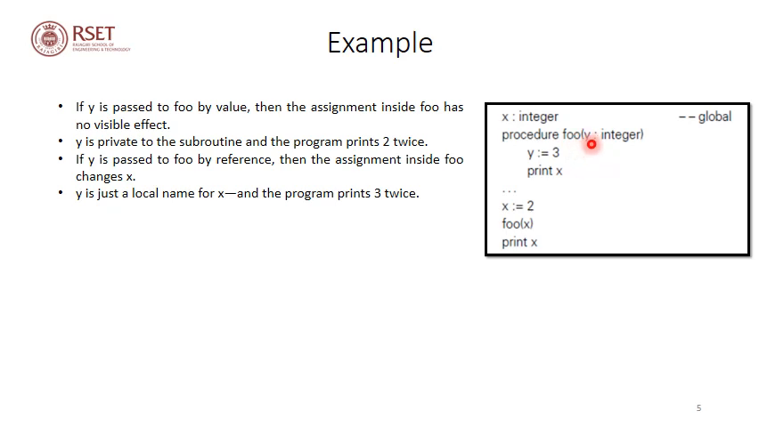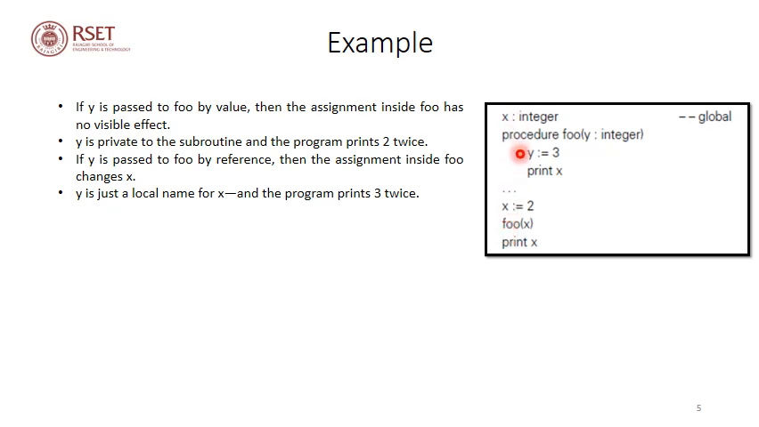The procedure foo takes a single integer argument as input, which is y. The formal parameter name is y. Within the body of foo, we are changing the value of y to 3. Notice that we are printing x, not y. Then the function body ends and we are back in the main function, where the global variable x is assigned 2, and then we make the function call to foo. And finally we print the value of x.